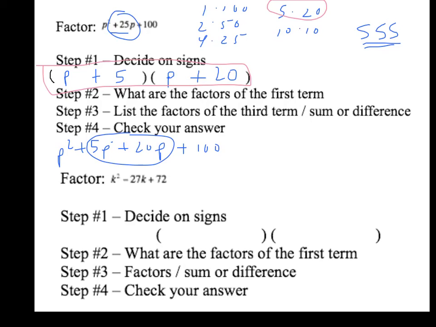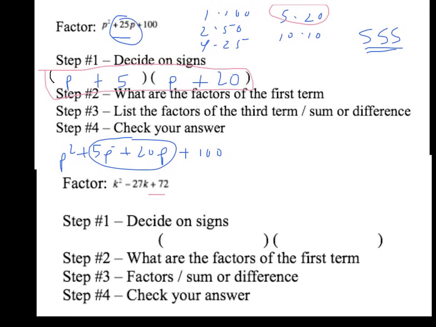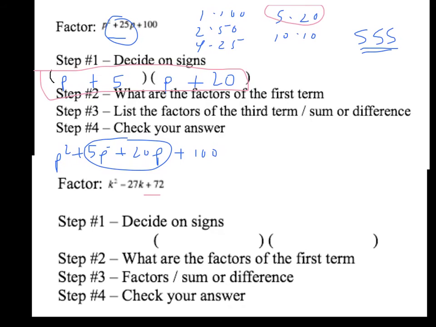Okay, last one, k squared minus 27k plus 72. Our 72 is positive, so what do we want to do? We know that both of the signs that are in the binomials are going to be the same. We're going to look at that sign in the middle, which is negative, which tells us both of these are negative. Moving on, we got k squared, so that's a k and a k, because k times k gives us k squared. And then let's talk about factors of 72.